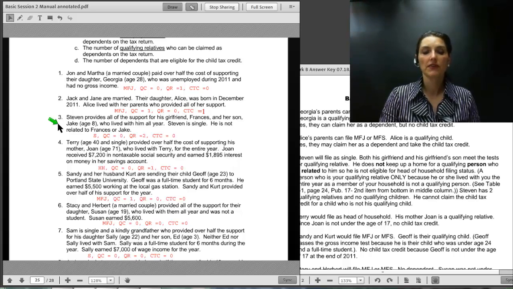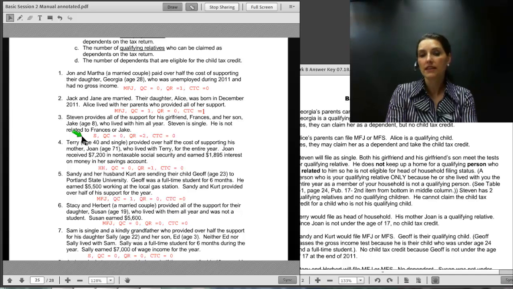Number 3, Stephen provides all of the support for his girlfriend, Frances, and her son, Jake, who is age 8, and lived with him all year. Stephen is single. He is not related to Frances or Jake. Well, this is kind of a bum deal for Stephen. He is not going to qualify for head of household because he did not keep up a home for a qualifying person who was related to him. He does, however, have 2 dependents, and therefore both Frances and her son Jake will be qualifying relatives for Stephen. But also, since Stephen is not related to Jake, he will not be able to claim a child tax credit for Jake. So essentially, the filing status is single.